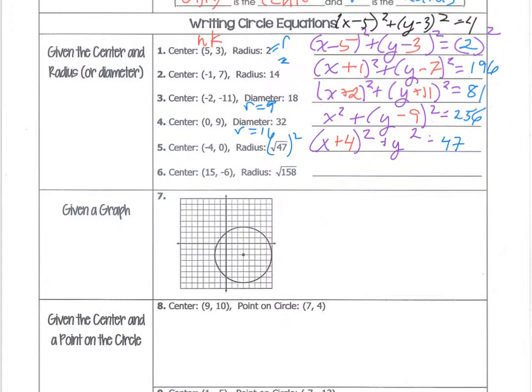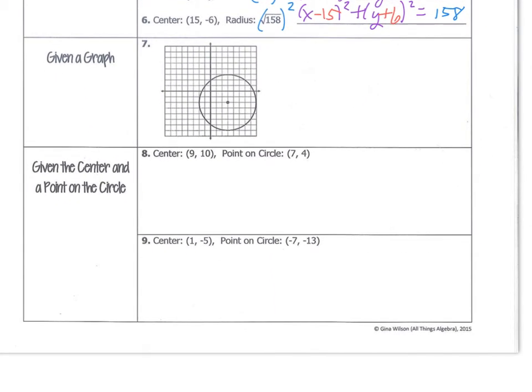So share with people at your table what you got for 6. So tell me if this is what you have. X minus 15 squared plus y plus 6 squared equals, if you square this, you get 158. So the question begs, how did I miss this in Algebra 1-2, right? How hard is that? You just have to know the standard equation of a circle. So you are responsible for knowing that.